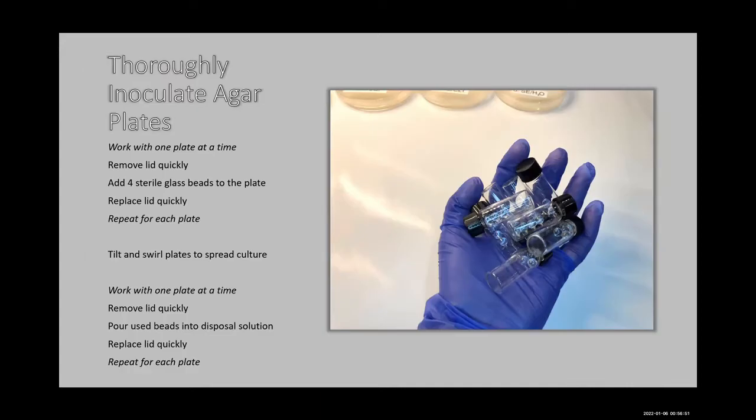Now we will thoroughly inoculate our agar plates. We're going to work with one plate at a time, remove the lid, add 4 sterile glass beads to the plate, replace the lid quickly, and then repeat this for each plate. We're going to then tilt and swirl all the plates to spread the culture.